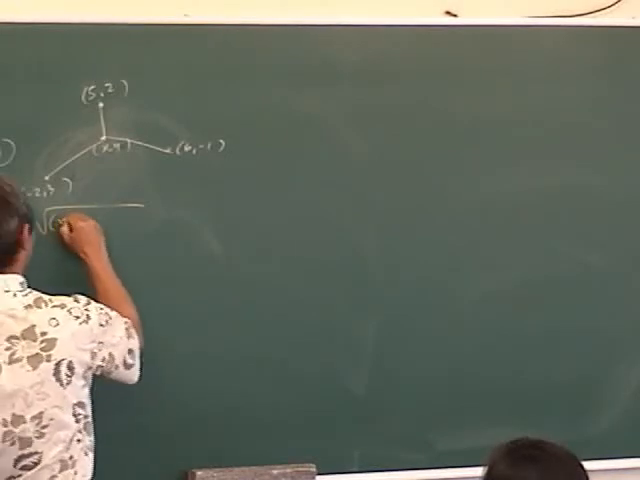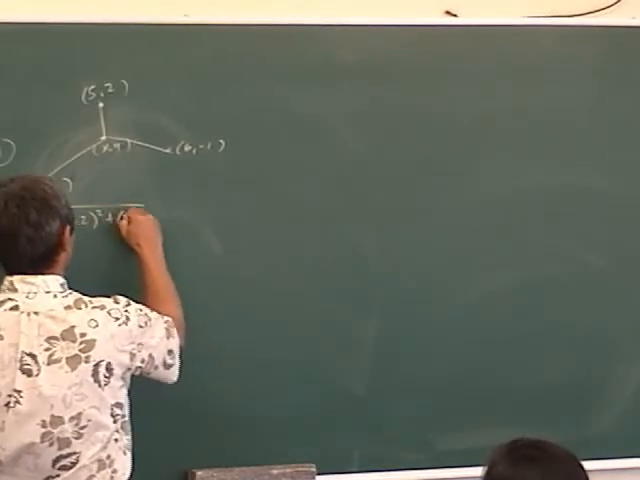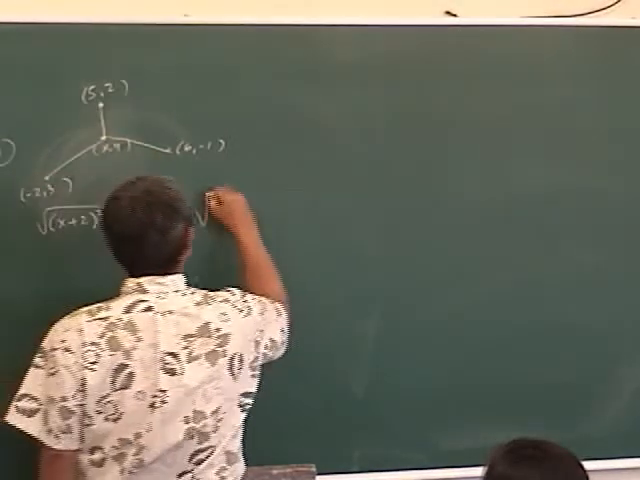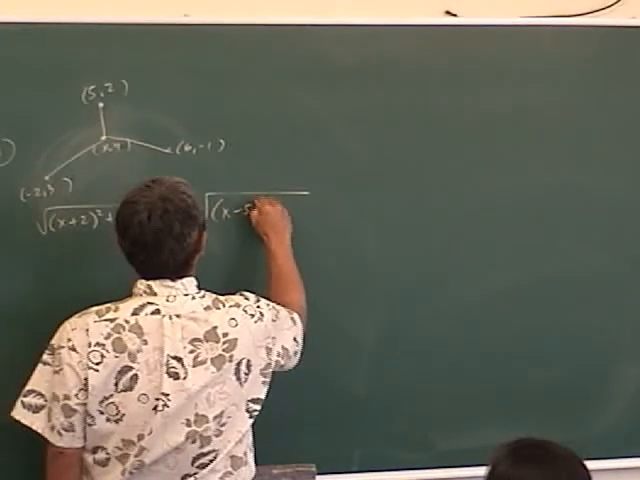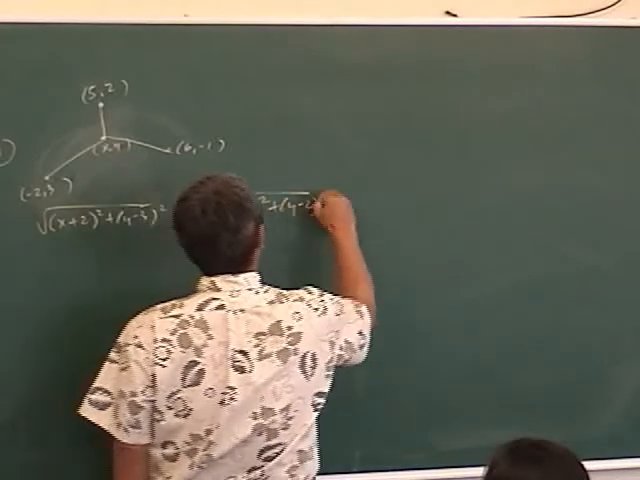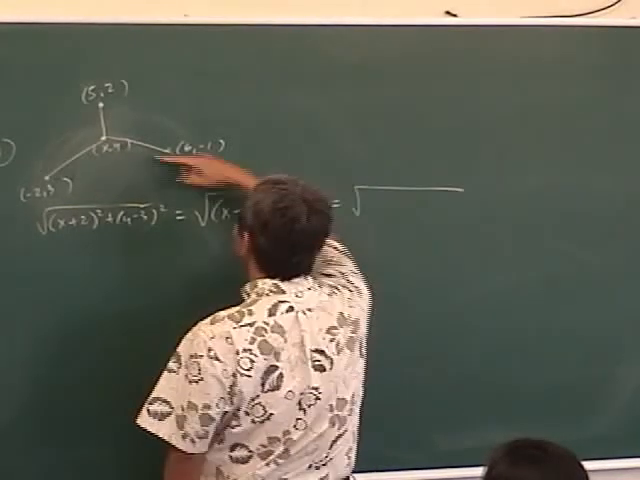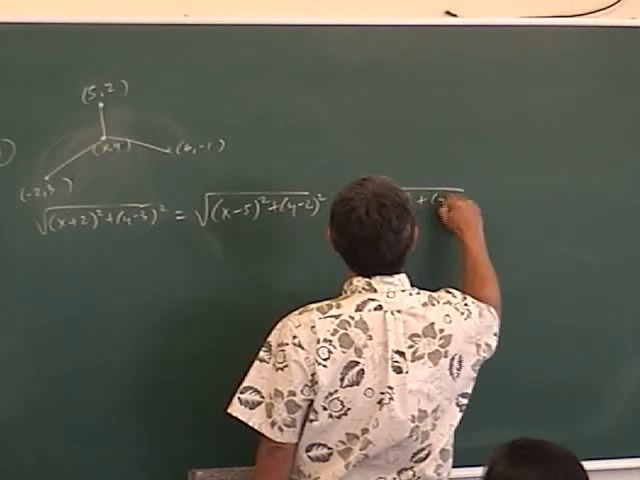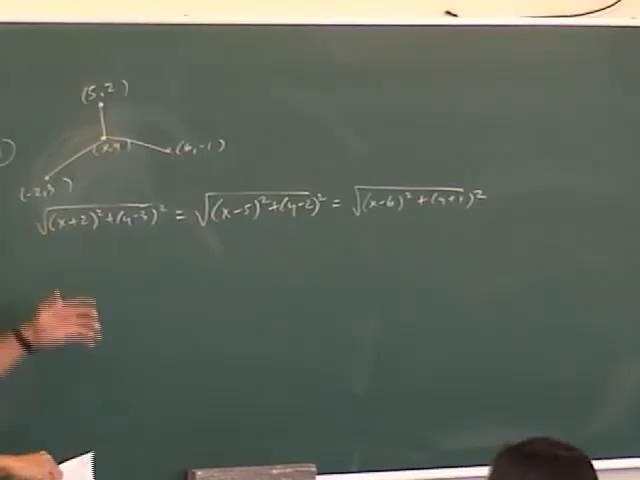The square root of x plus 2 squared plus y minus 3 squared. That distance has to equal this distance, which is the square root of x minus 5 squared plus y minus 2 squared. And that has to equal this distance here, which is the square root of x minus 6 squared plus y plus 1 squared. The 3 distances are equal. If you write this down on your paper tomorrow, I have no problem giving you 1 out of 8 right there, no questions asked. Now you have to solve it though.